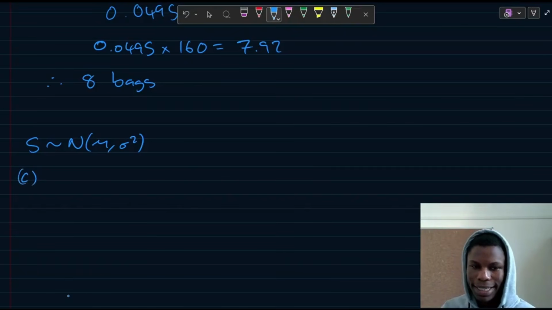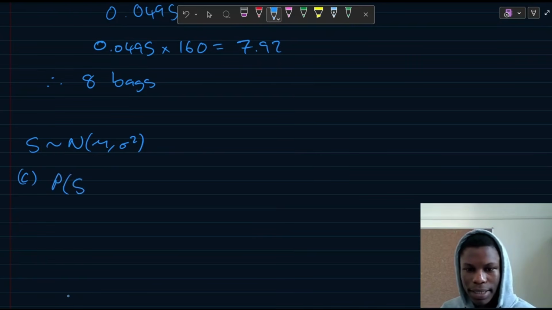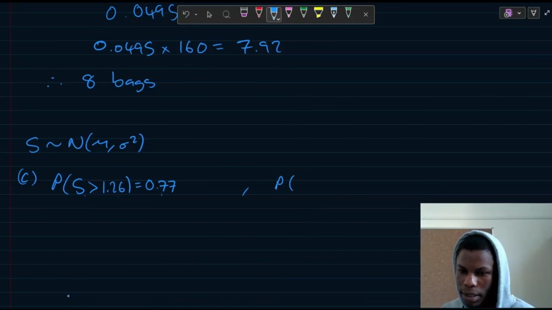we are told that tests show that the probability that the masses of the small bags of pasta are greater than 1.26 is 0.77, because 77% of the bags of pasta have mass greater than 1.26 kgs. And on the other side, we have that the probability that the masses of the small bags are less than 1.35 is equal to 44%, so 0.44.